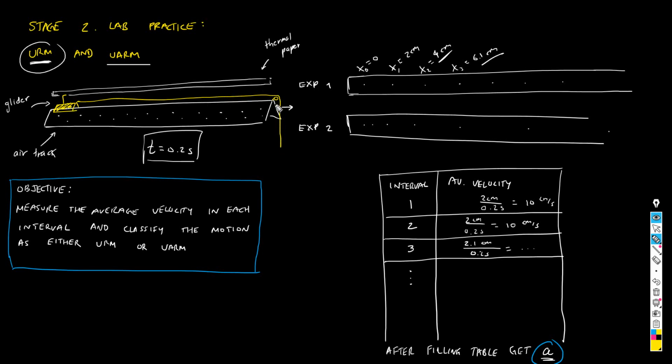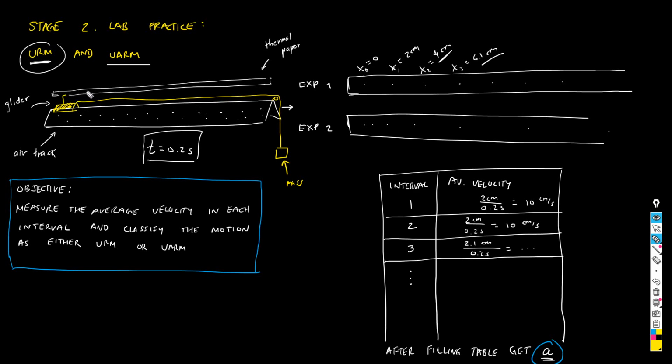And from this piece of thread or this string, there's going to be an extra mass hanging from some device. Basically, this mass is going to cause the glider to move with uniform accelerated rectilinear motion. What it means is that it's going to accelerate the glider, and the glider will move with uniform acceleration. So the same is going to happen.